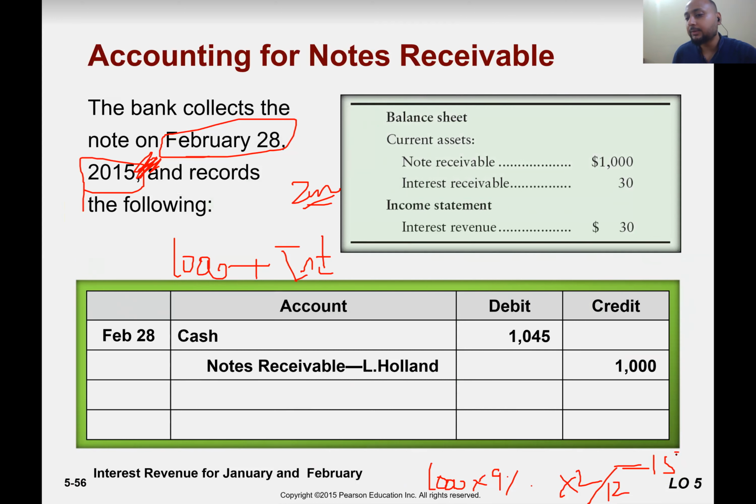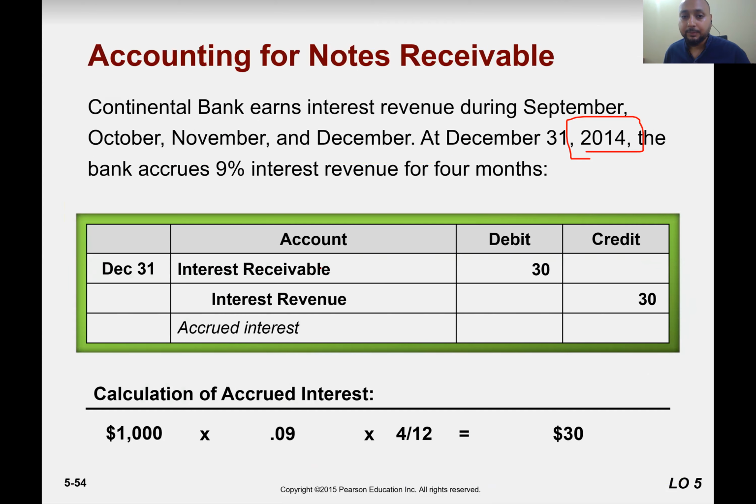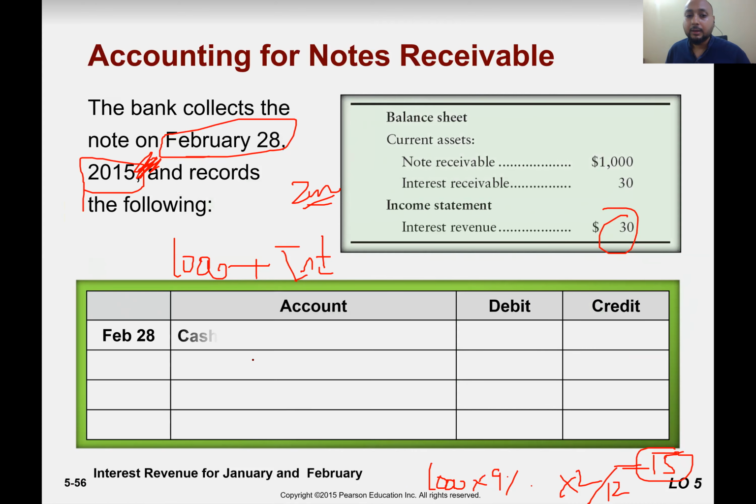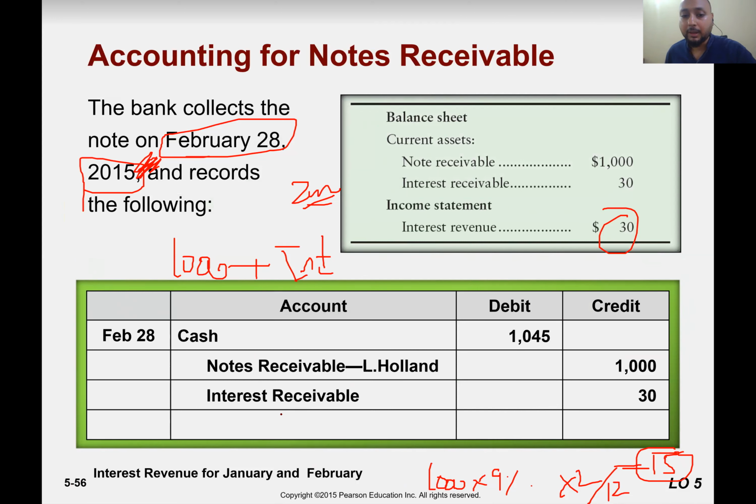So total cash they receive is 30 and this 15, 45, 1,045. 1,045 they received, right? 30 belongs to the previous year. We made an entry here. This is the receivable that they need to pay us. So you see, they paid us 30, interest receivable, right? And 15 belongs to 2015 interest income, so interest revenue here.